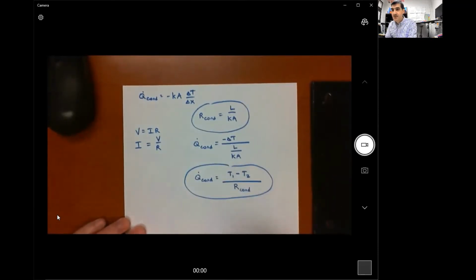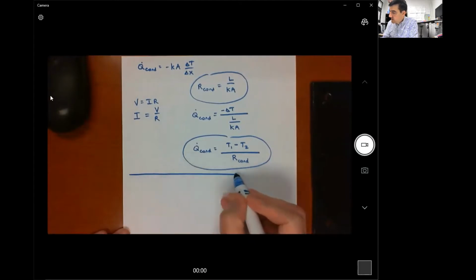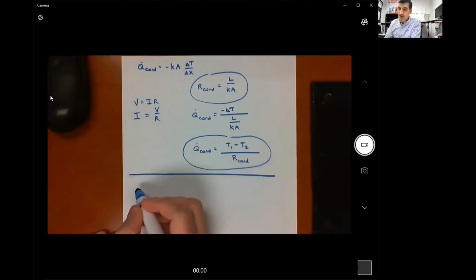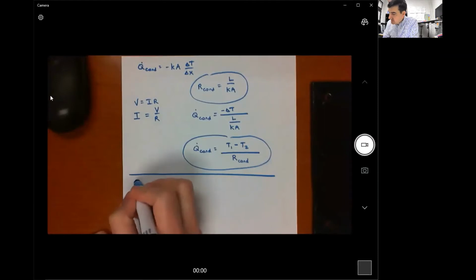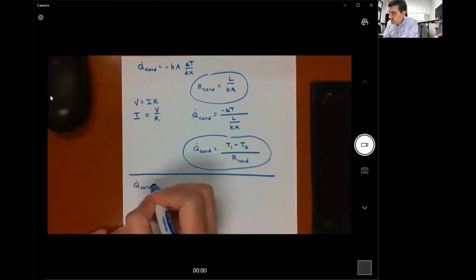We're going to have to do the same thing for convection. We're going to define a thermal resistance for convection, and we're going to make it kind of clever so that we can plug it into a very similar equation as this right here, but using a resistance for convection instead of a resistance for conduction. So our general equation for convection is Newton's law of cooling, and that looks like this. We talked about this on the very first day, so you've seen this equation before.